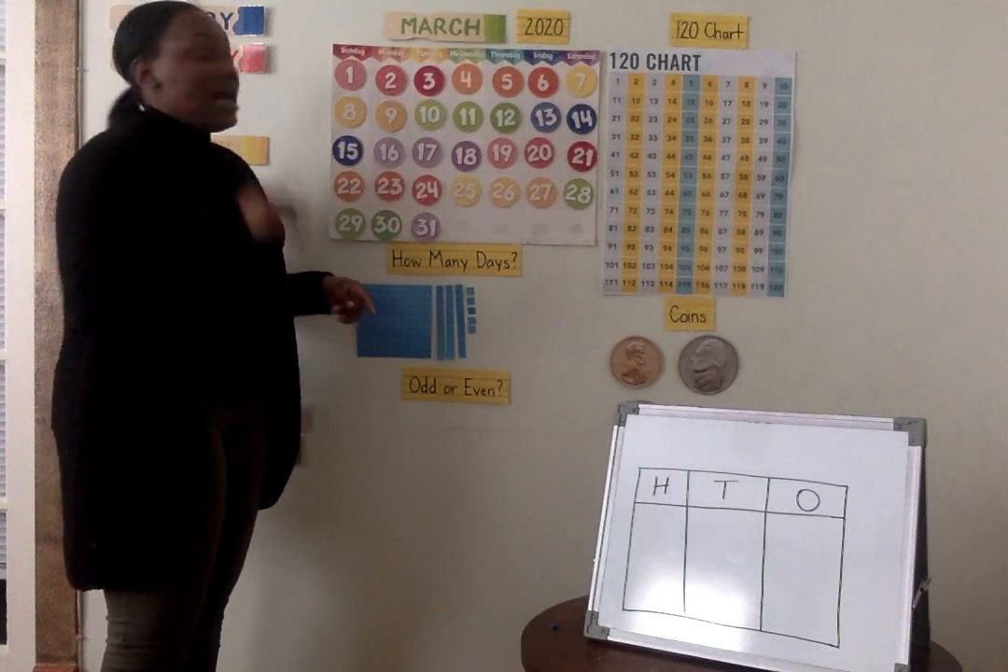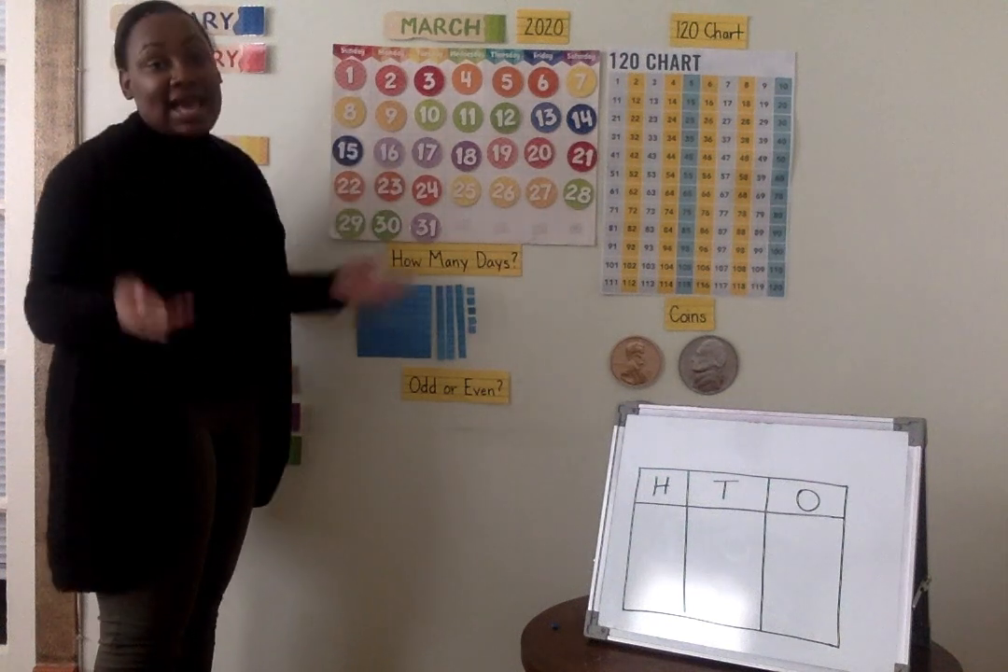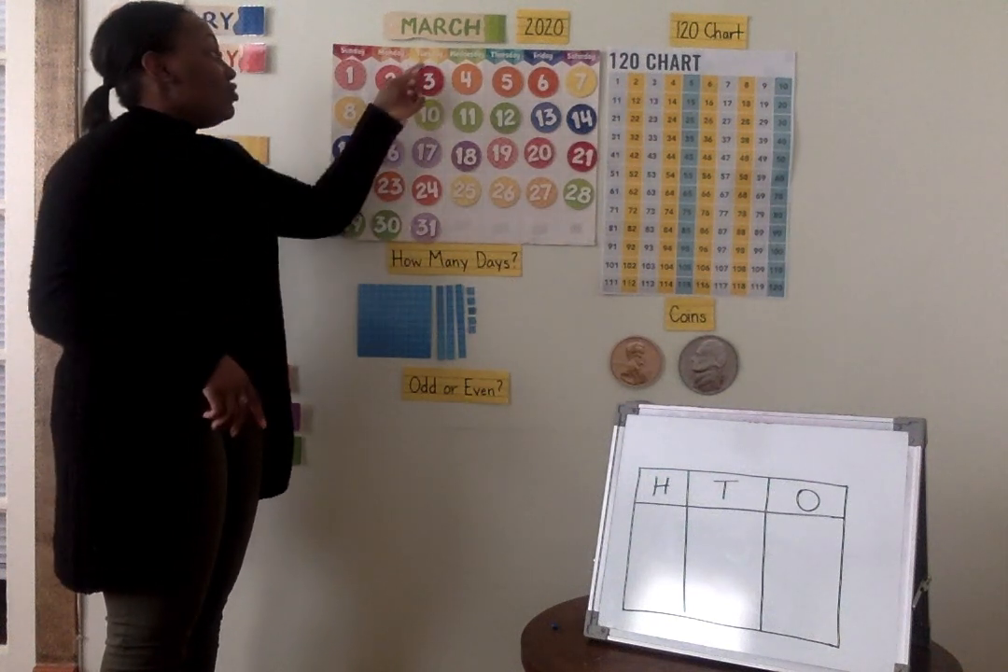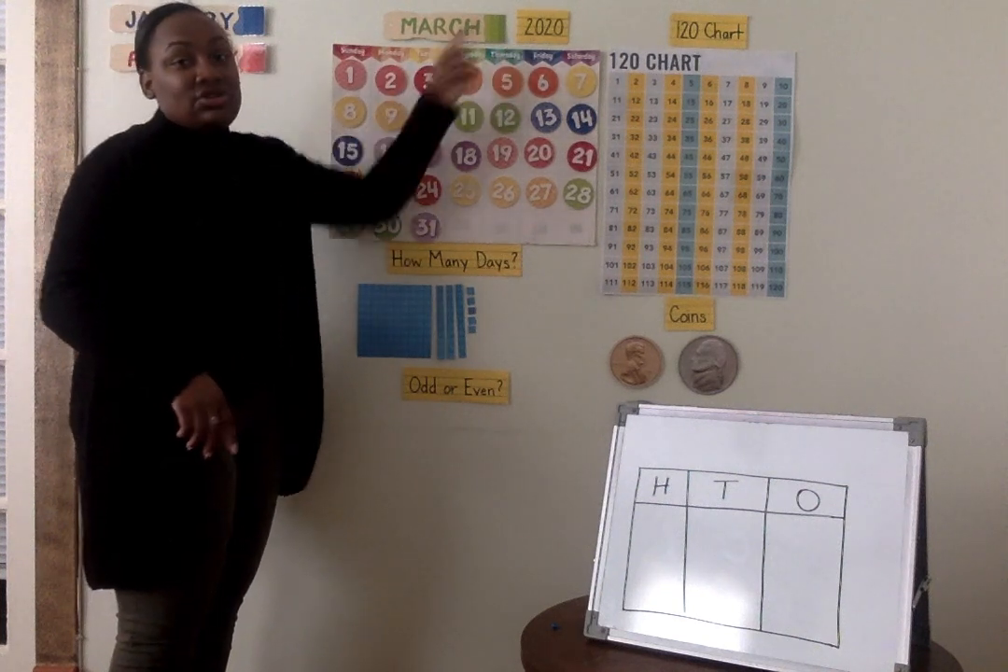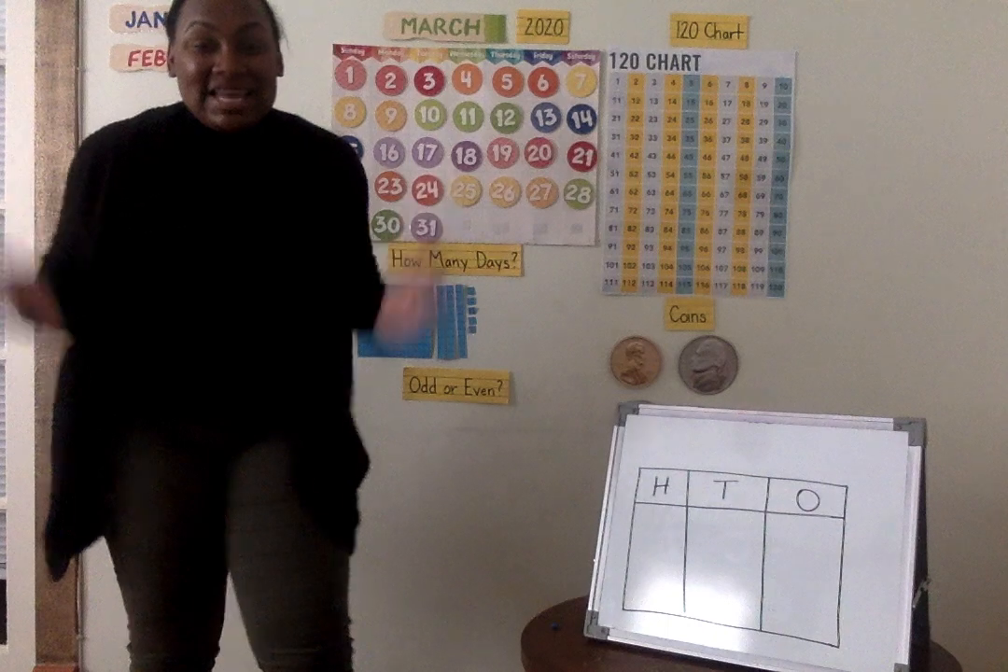Today is, say it with me, Tuesday, March 31st, 2020. Say it one more time. Get ready. Today is Tuesday, March 31st, 2020. How many days have we been in school?